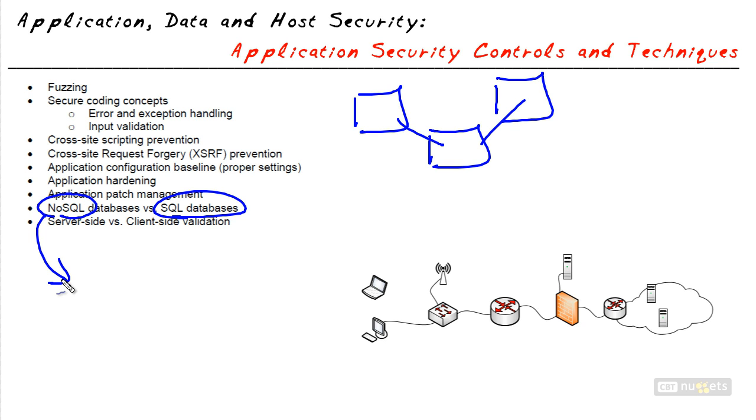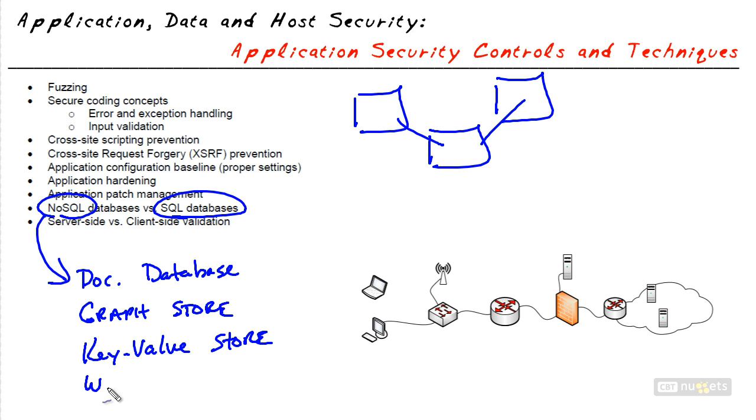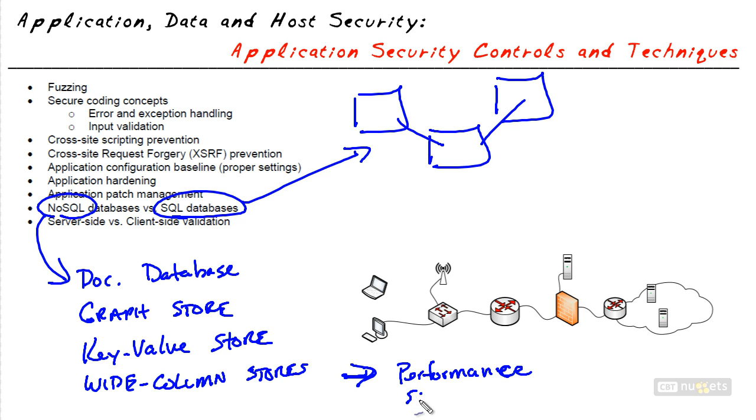Well, over the last decade, some additional types of databases have become more and more popular, and they're referred to as NoSQL databases. For example, a NoSQL database could be a document database, or a graph store, or key value stores, or wide column stores. So why the change? Why move from this relational database of SQL to a NoSQL database type? One of the key reasons is performance and scalability.